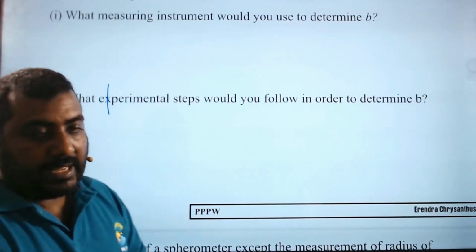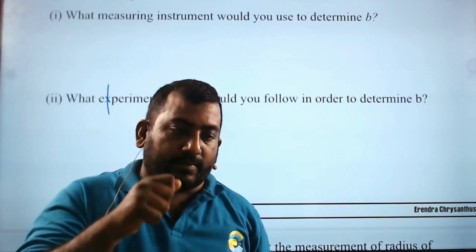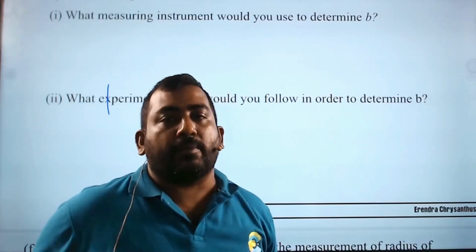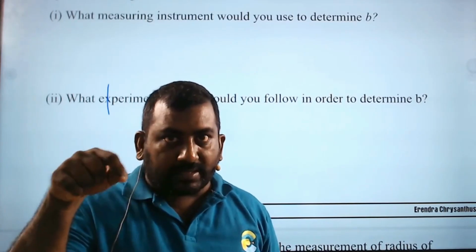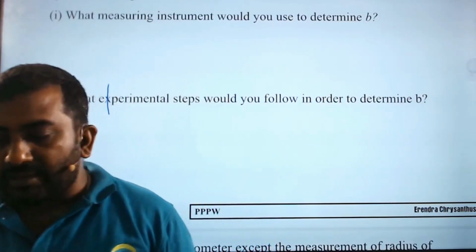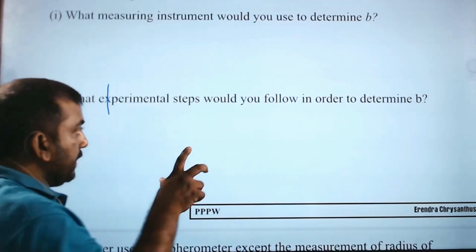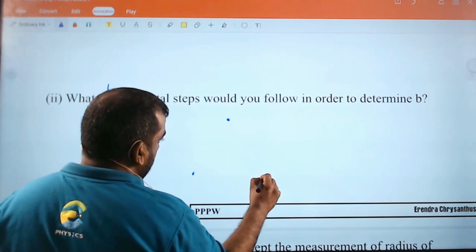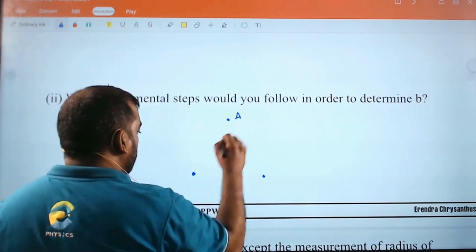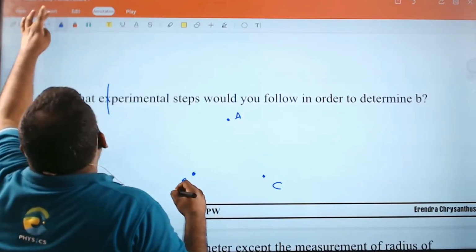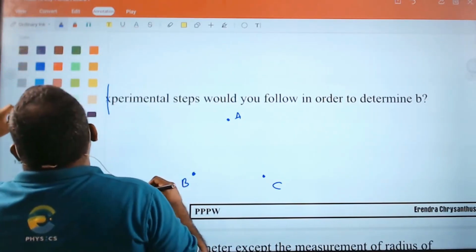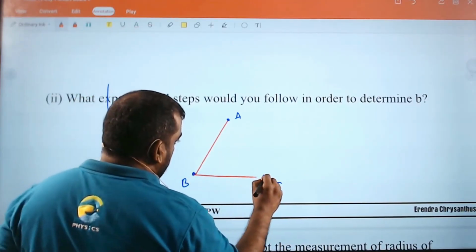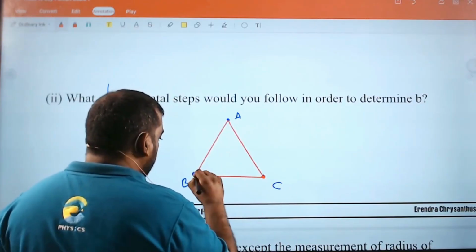Rotate the screw upwards. Gently press the spherometer on a white sheet of paper. It will emboss the 3 balancing legs. We join the dots A, B, C with straight lines to form a triangle.